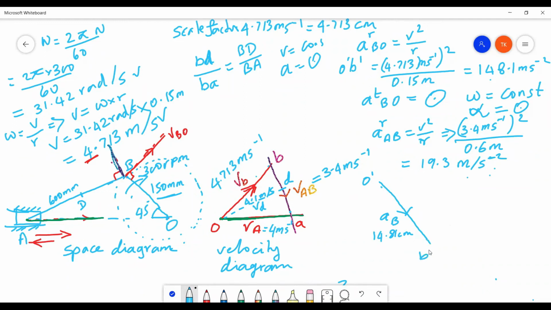O dash B dash. Okay. Now I have drawn the acceleration component of the triangle, right? Radial acceleration is drawn, tangential acceleration is not there. So for the triangle, the acceleration part is done, right? The acceleration of A with respect to B, that's the next thing, right? A with respect to B.